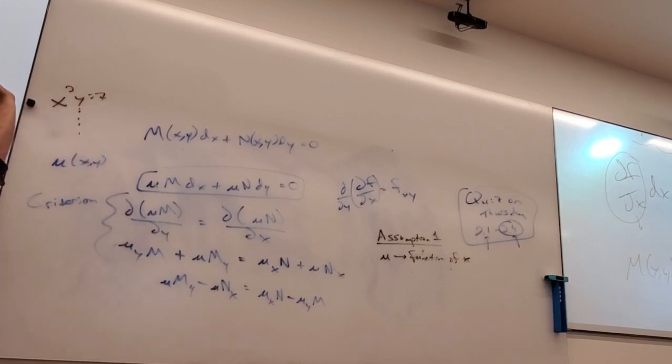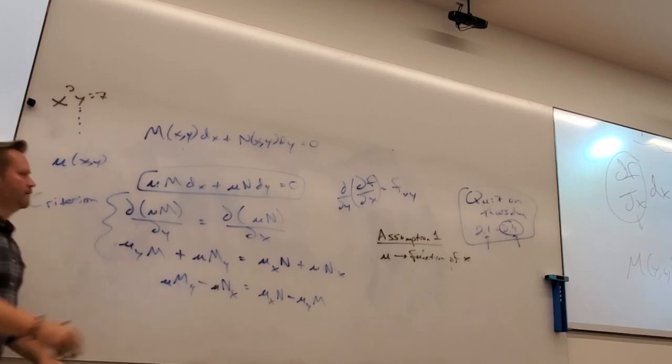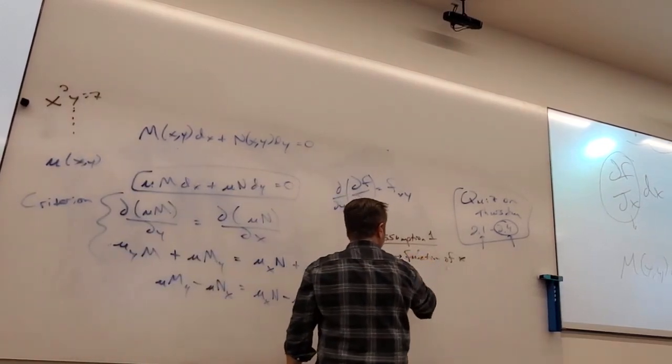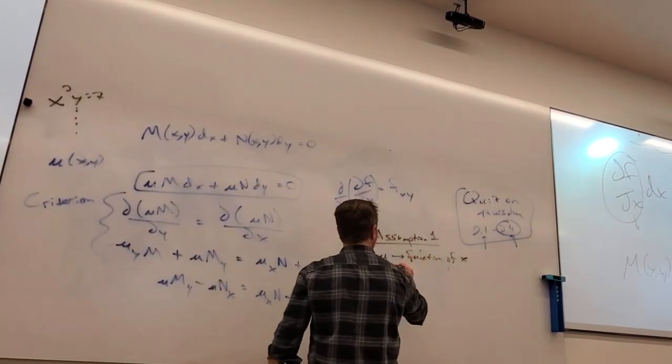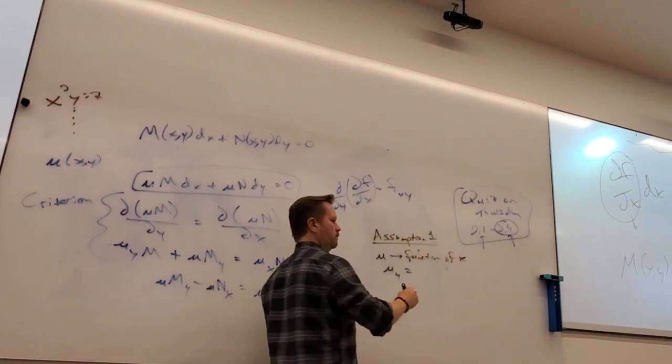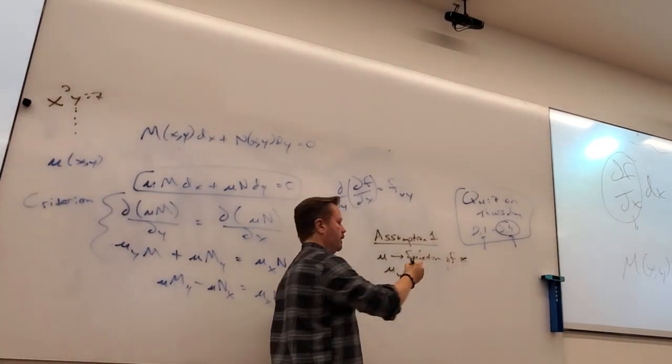Beautiful. So this assumption works a lot, but it also doesn't work a lot. Okay, so I could assume mu is a function of x. So what does that mean mu y equals? 0. Kick ass.